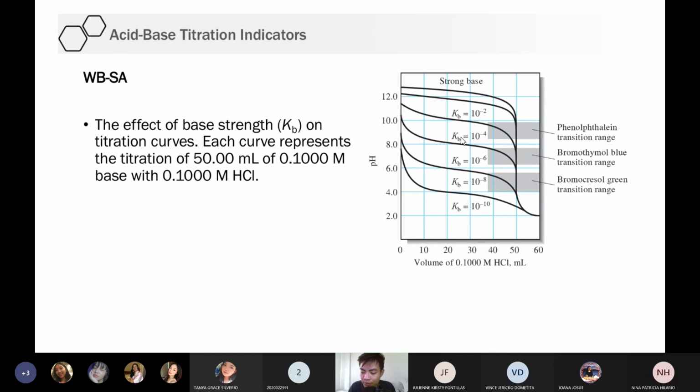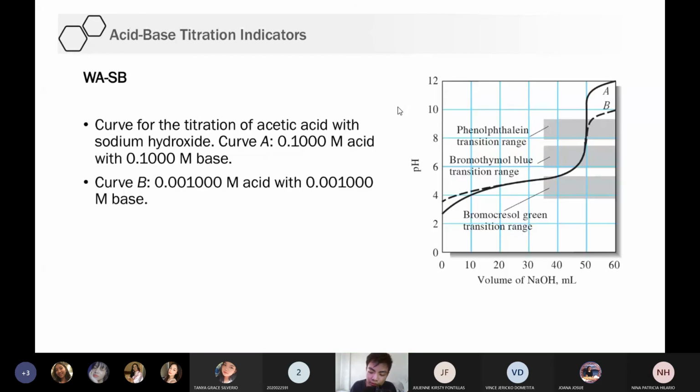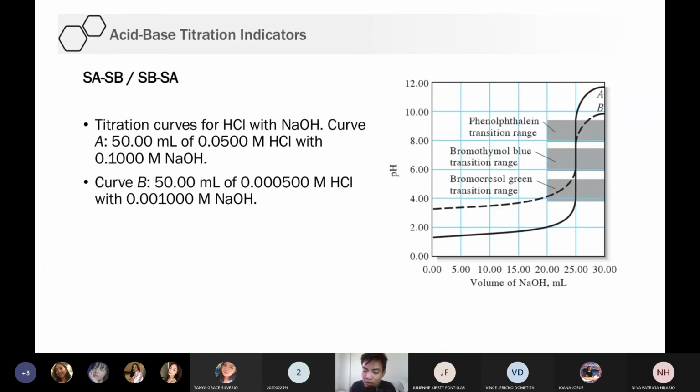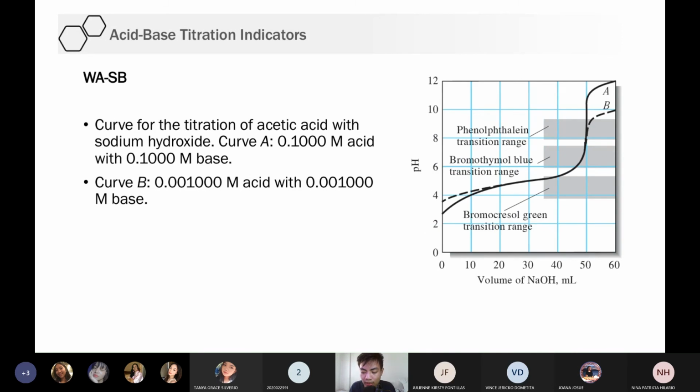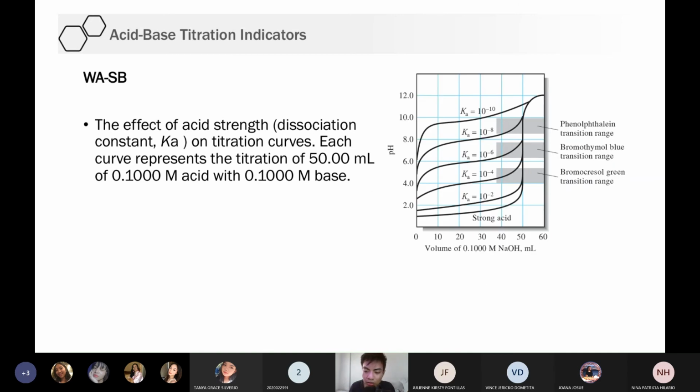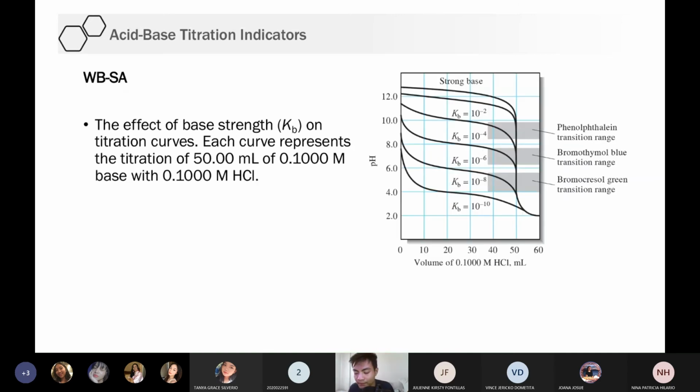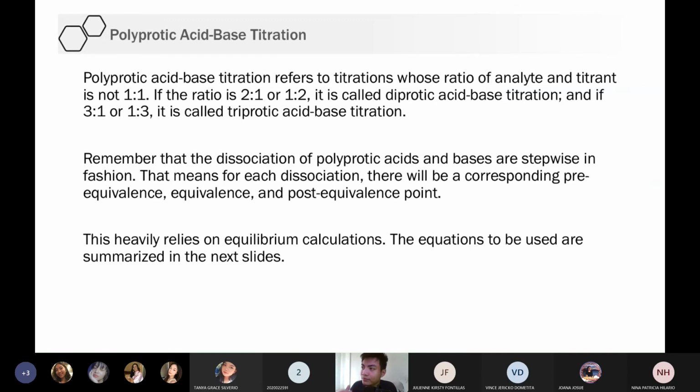Okay? So yan. As you can see dito naman sa mga common problems natin, phenolphthalein ang best na ginagamit kasi pasok siya sa inflection point. However, pag mas mababa yung pH, hindi na siya applicable. Okay? So yan. So ito daanan natin slightly.